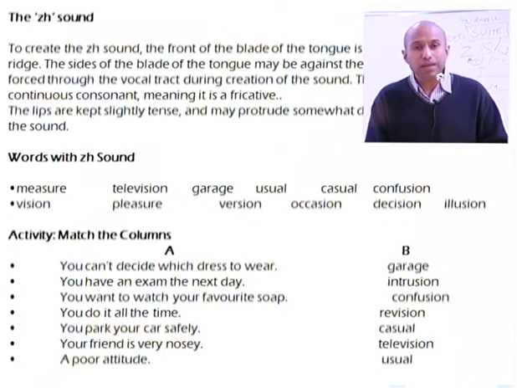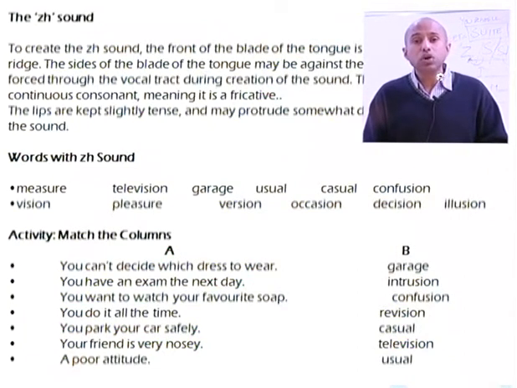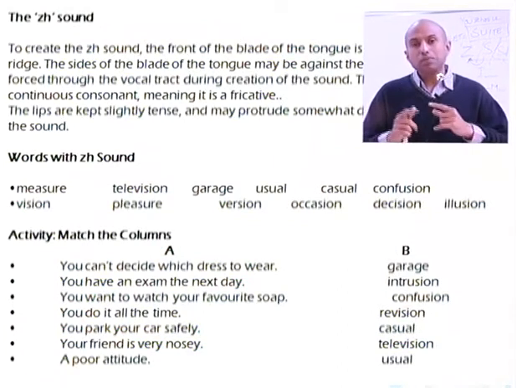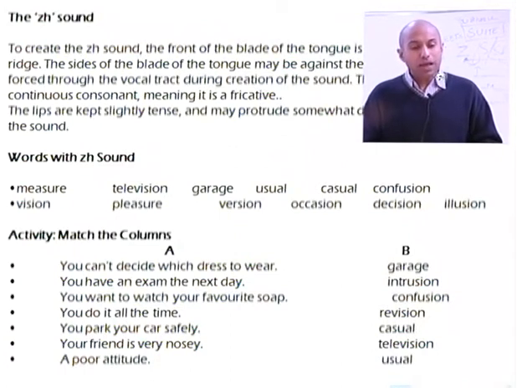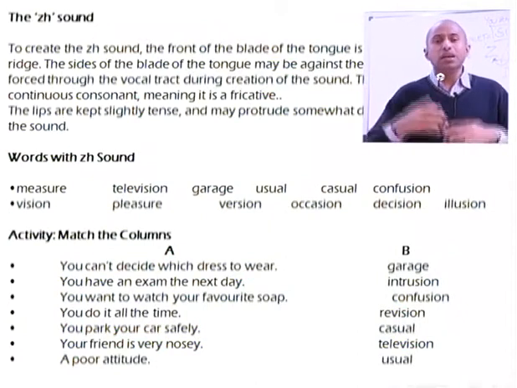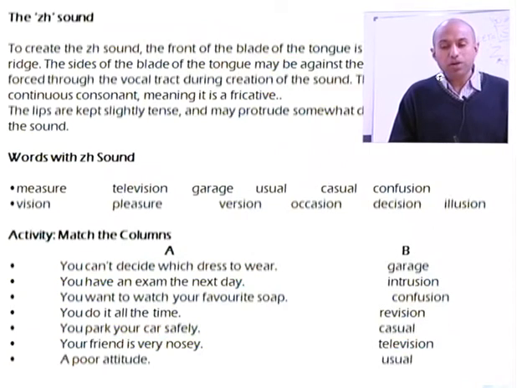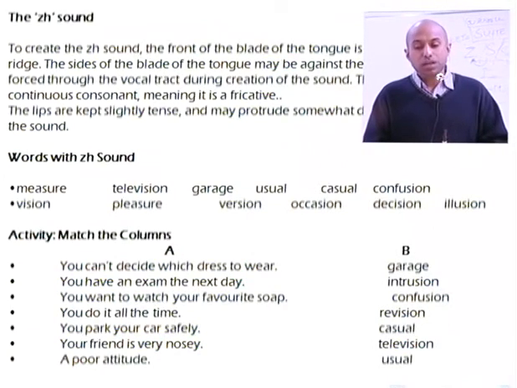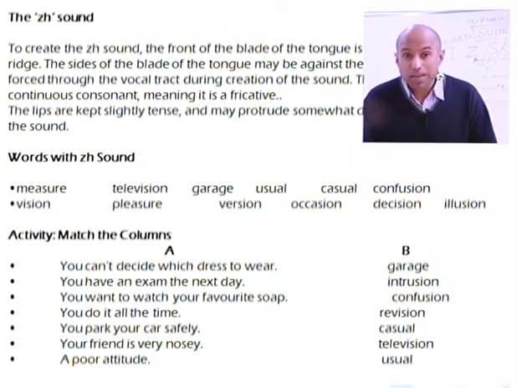You park your car safely, like we said earlier. The first word, garage. Zh at the end. Garage. Your friend is very nosy is intrusion. Now, a nosy friend doesn't mean that he or she has a cold, it means that he or she likes to look into your matters and sometimes asks too many questions. That comes from the term that he or she sticks their nose into everyone's business. Intrusion means something that comes in. And here we mean intrusion because he or she is coming into your matters, into your things, and wants your information. And a poor attitude is casual. A casual attitude is a poor attitude. Why? Because you're taking everything casually. You're not giving it the effort that is required.